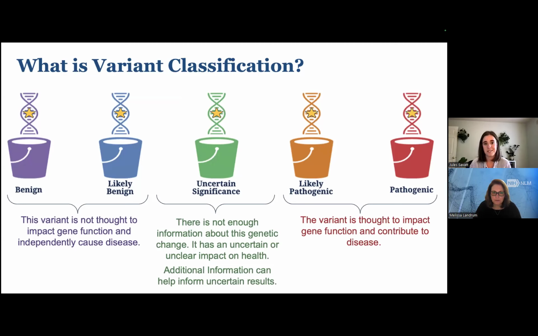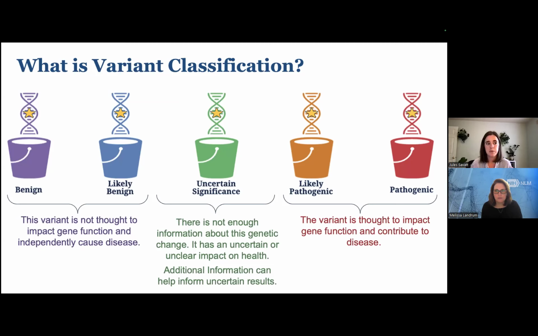So enough information to say, yeah, we think this is impacting things. Maybe it provides a diagnosis or tells you about future risks. And then in the middle, this uncertain significance category is really for when there's not enough information about this gene or this specific genetic change, and it has a real uncertain or unclear impact on health based on the information. It may be there's just not a lot of information about that variant.